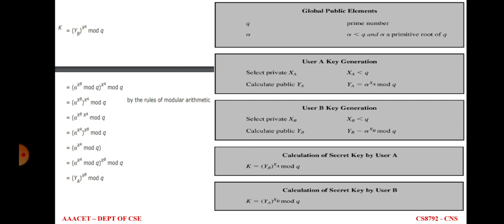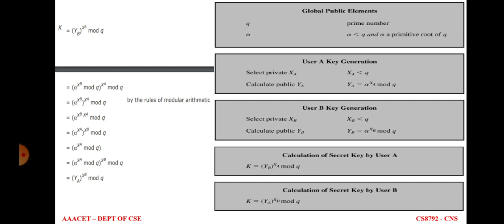For that purpose we have to write alpha power XB and XA, and outside we have one mod Q. From that we can exchange the values: within the bracket we write XA and outside the bracket we write XB. So after that, alpha power XA mod Q has to be expanded by this: alpha power XA mod Q, and the whole bracket raised to XB mod Q.